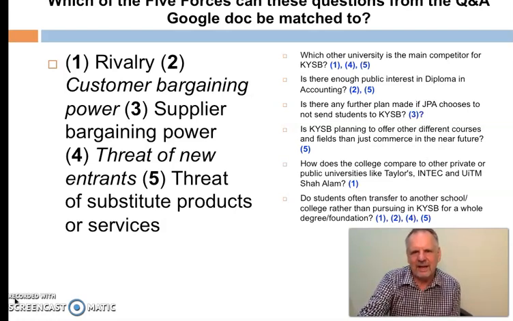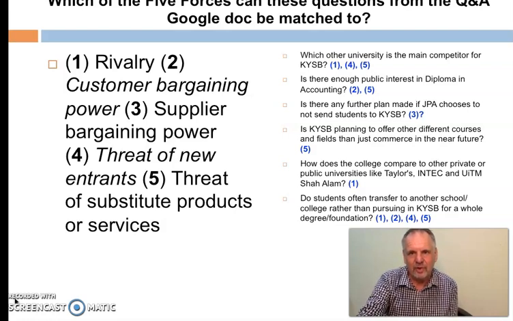So we can see that the questions deal mostly with the forces that are numbered 1, 4 and 5. And these are all about competition, right? Rivalry, substitute products, new entrants. So the students seem to be identifying threats, external forces that are in the area of competition. So competition has been identified as a major threat by a lot of students in the Q&A activity.